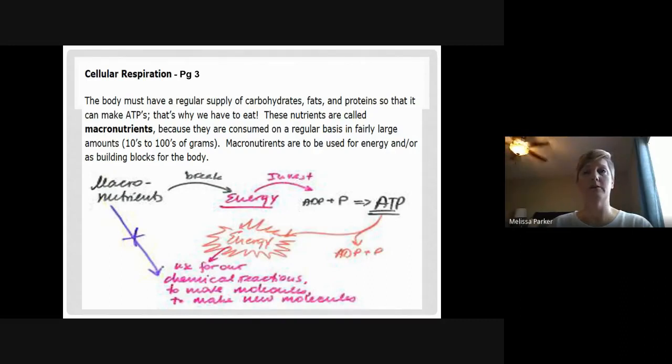And we have to eat them in regular amounts, so tens to hundreds of grams, because we have to create all of this energy for our body to perform and have the energy that it needs to do all of its chemical and functional processes. So macronutrients can also be used for energy, but like protein, it can be used for building blocks in the body. So we eat the macronutrients, we break them down into a form of energy like glucose or fatty acids, and then we can take that energy and create ATP, and then we can break off the ADP and P and create a lot of energy, and then we can consume food again to recharge, like a rechargeable battery.